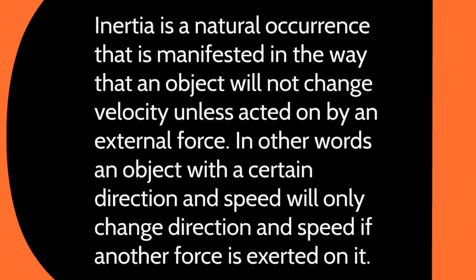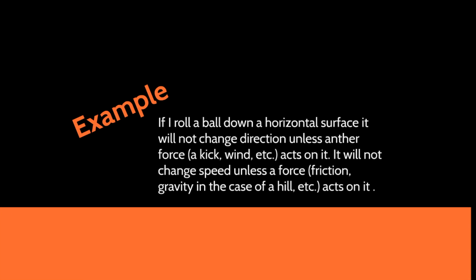Inertia. Inertia is a natural occurrence that is manifested in the way that an object will not change velocity unless acted on by an external force. In other words, an object with a certain direction and speed will only change direction and speed if another force is exerted on it. For example, if I roll a ball down a horizontal surface, it will not change direction unless another force, a kick, wind, etc., acts on it. It will not change speed unless a force, friction, gravity in the case of a hill, etc., acts on it.